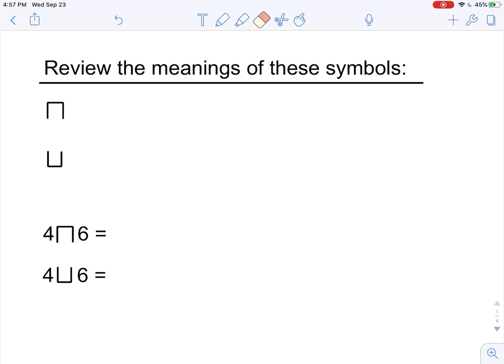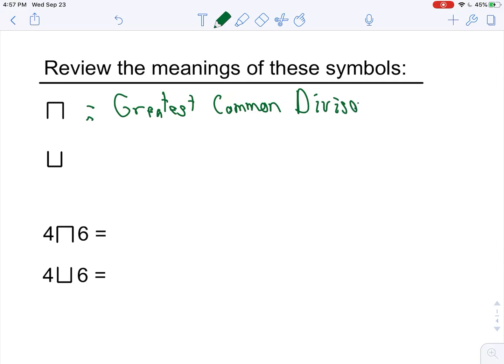We're going to start by reviewing some of these symbols that we've talked about in the past. You should know that this, and we talked about this back in 6th grade, is a symbol that we use to indicate the greatest common divisor or factor. I like to say factor, but the book says divisor, so I should probably write that so it matches your notes. Lowest common multiple. Again, the book says least common multiple. It means the same thing. Lowest or least, however you want to write it.